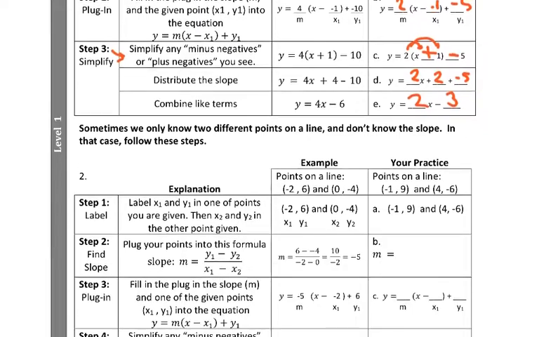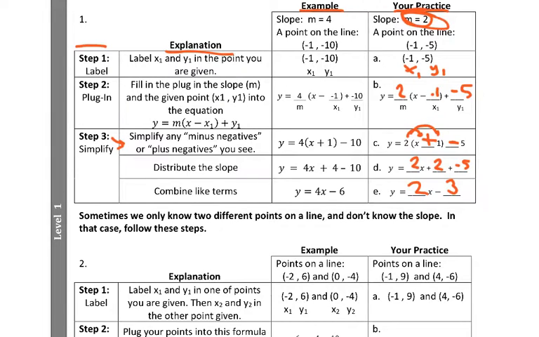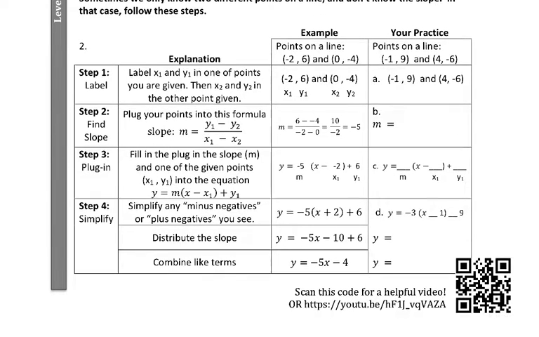Alright, let's go on down. Sometimes we're not told the slope. Like up here in this example, we were given that m equals 2, and that was really nice. But sometimes we're only given 2 points. So that's what this example is going to talk us through. Step 1 is the same. We want to label x1 and y1, and then also x2 and y2. So let's do x1, y1, x2, y2.